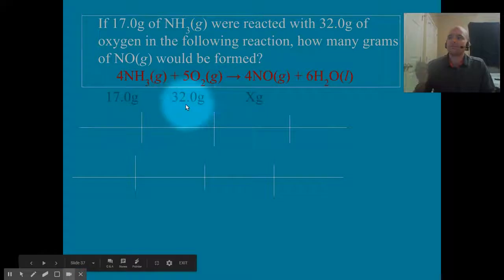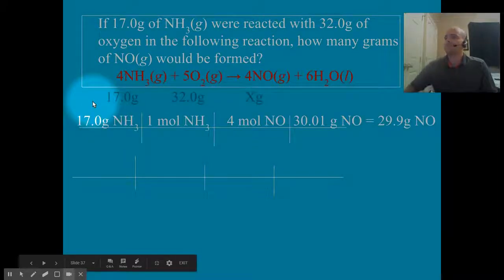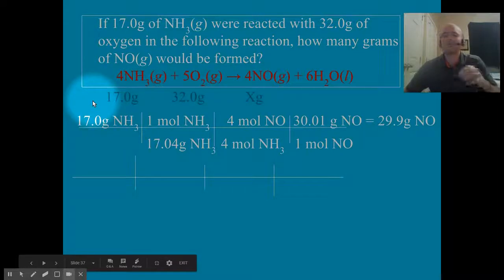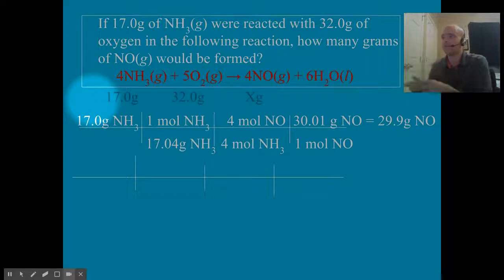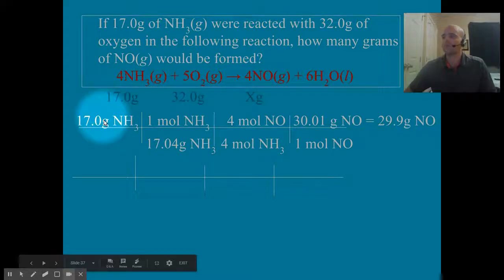Notice that if you know their molar masses really well, these calculations are going to work out very nicely. Now we'll do our calculation with ammonia first, where we'll go from grams to moles, and we'll convert moles into our product that we're trying to find. This is the mole ratio here from the equation. And then we'll just convert moles of NO back to grams and come up with that.